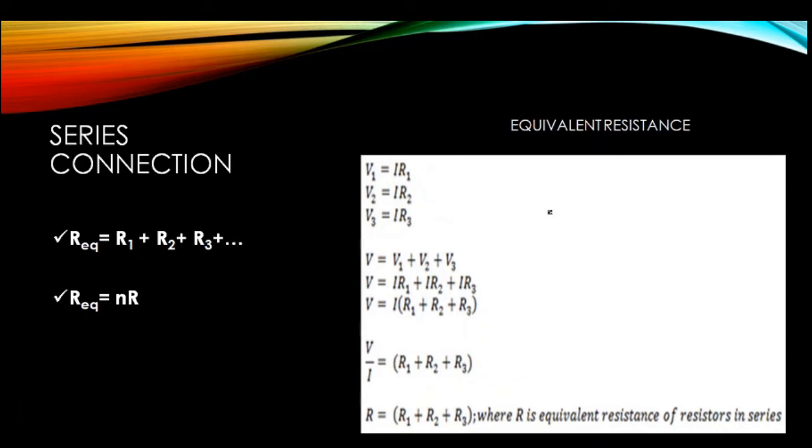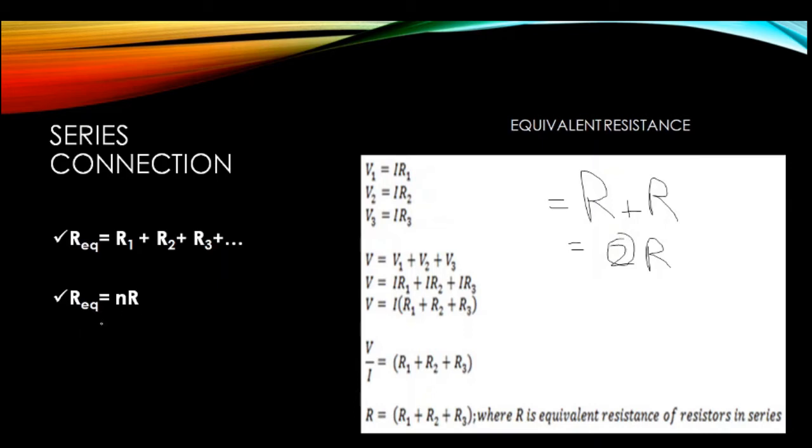Now suppose my resistance is the same. Suppose I have two resistances R1 and R2 in a circuit and both are the same. Then I can simply write it as R plus R, which is 2R, and this 2 is nothing but the n here.